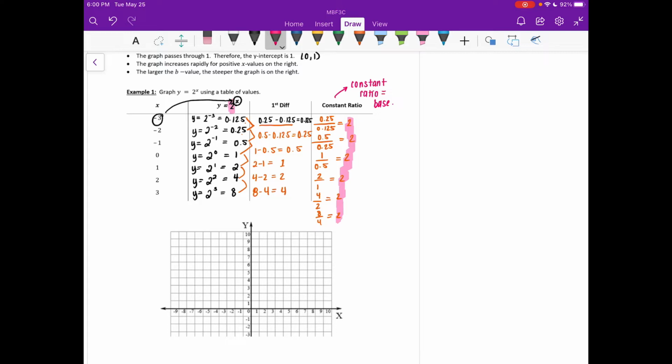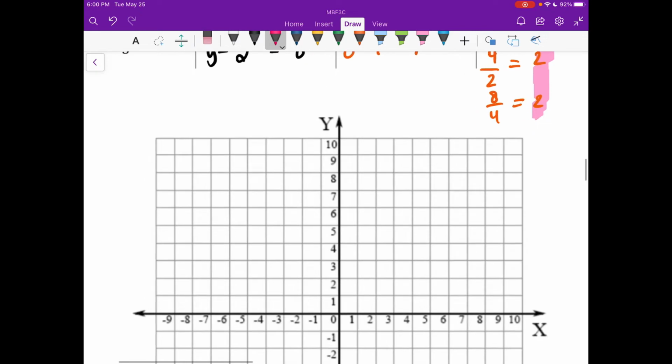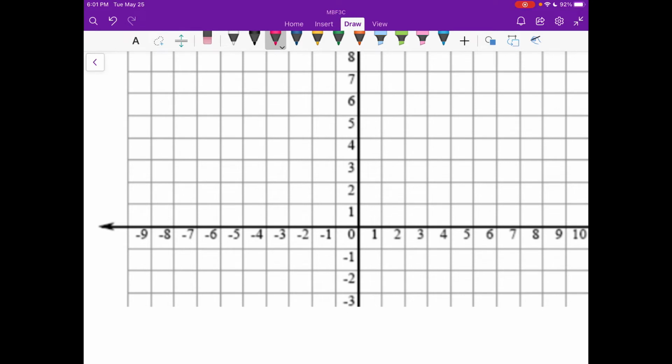So we have -3 and then our y value is 0.125. So like I said, really hard to plot that one, but that's fine. We'll try our best. So -3, it's like super close to 0, but not really. And then we have -2, which goes up to 0.25. Again, that's more like 0.5. So maybe like here, 0.5.